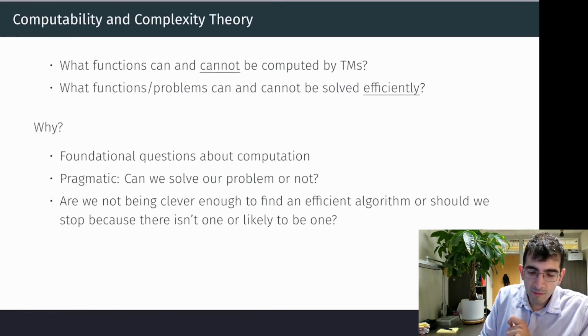This leads to two questions. What functions can and cannot be computed by Turing machines? That is, the functions that can and cannot be decidable. And what functions or problems cannot be solved efficiently? That leads to the problems that, as we'll discuss, are in NP.